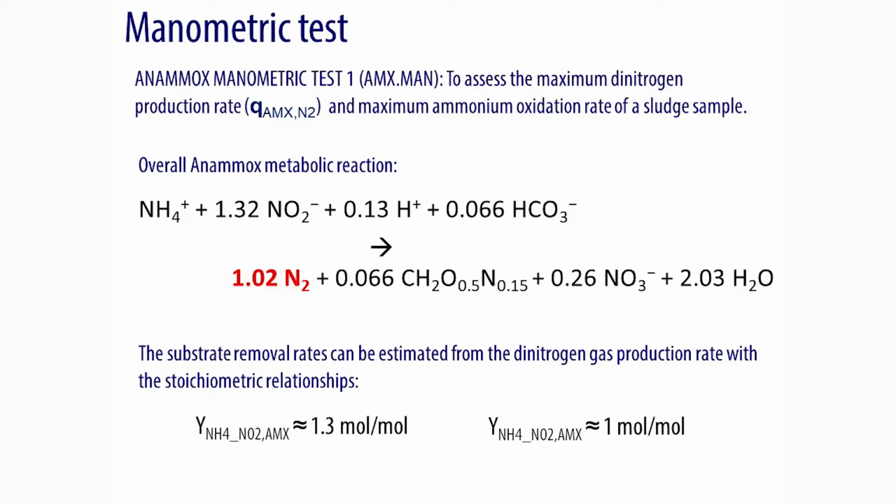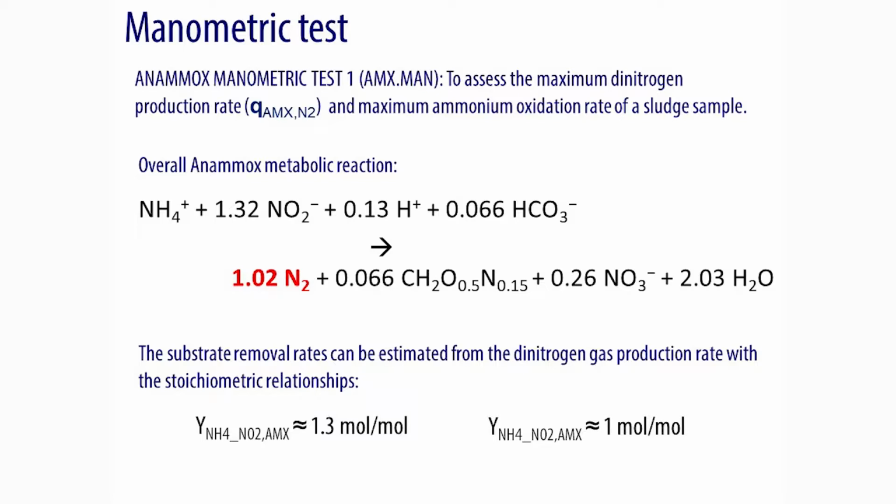The nitrogen gas has a low solubility in water and can build up an overpressure in the headspace of a closed system. The overpressure can be used to estimate the moles of N2 gas produced from the Anammox reaction, and the rate at which the overpressure builds up will correspond to the production rate of dinitrogen gas.